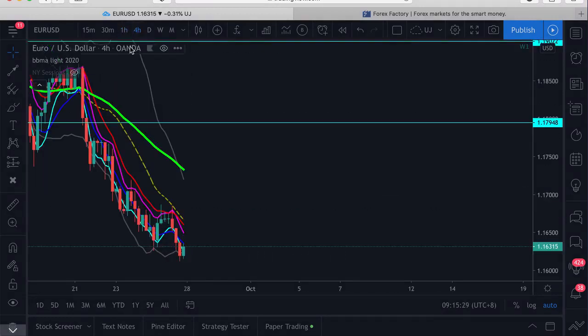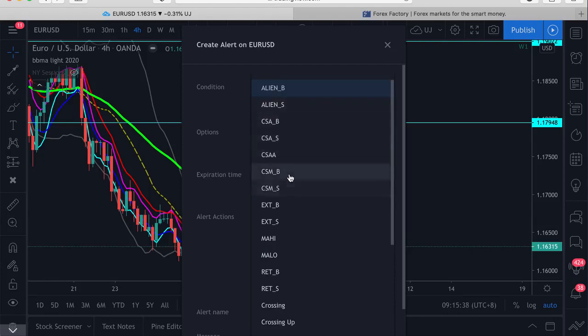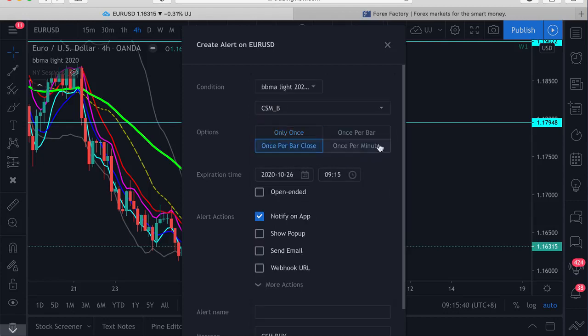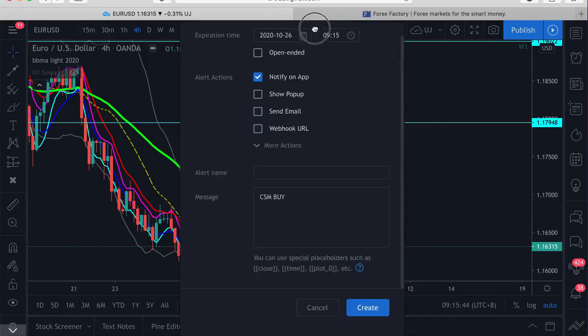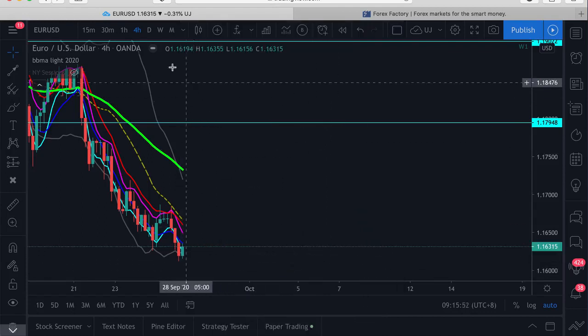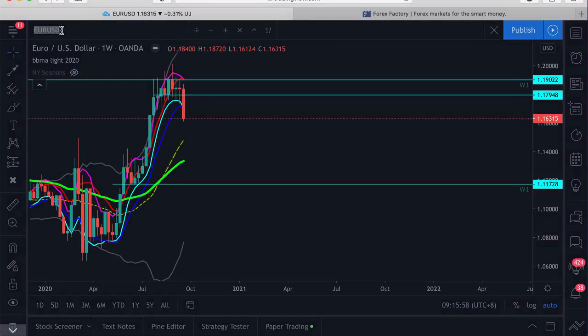So we go back to H4 and we also wait for CSM buy at H4, and also make sure it closes above the EMA 50. Okay, so that's for EURUSD. We're going to buy. Next pair we want to look at is AUDUSD.